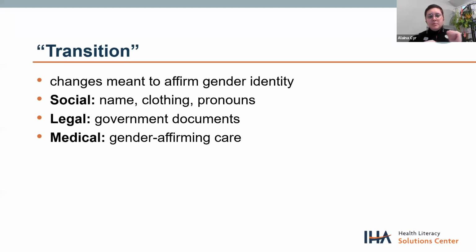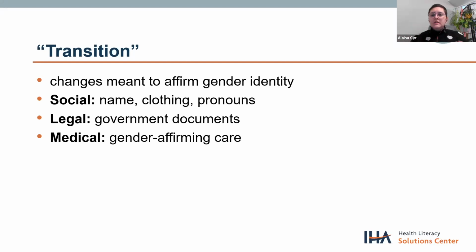So some ways that people transition could be socially. So that's, again, largely related to their gender expression. So they may change their name, they may wear different clothing, they may change their pronouns or use pronouns that align with their gender identity, which could be different from their assigned sex at birth or assigned gender at birth.